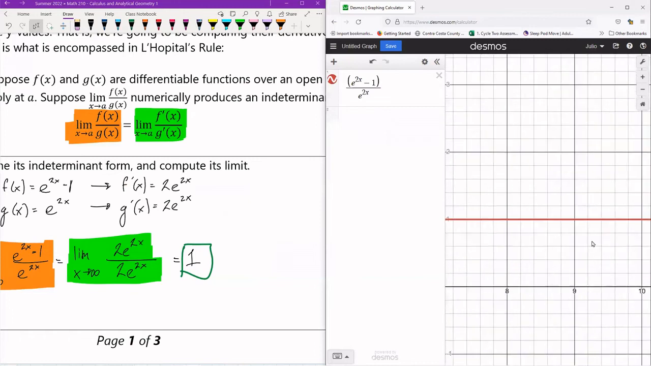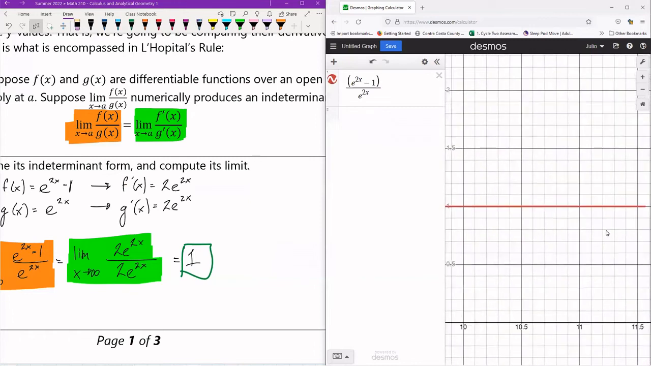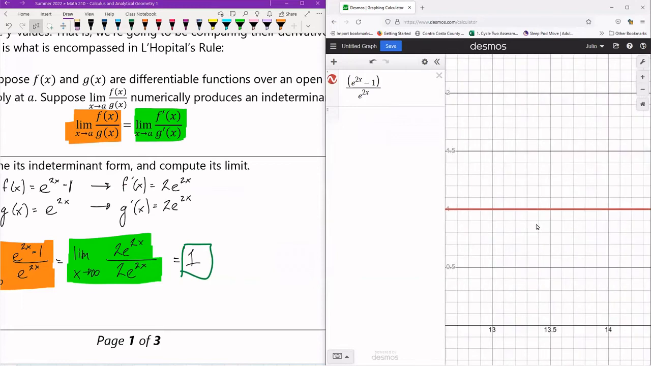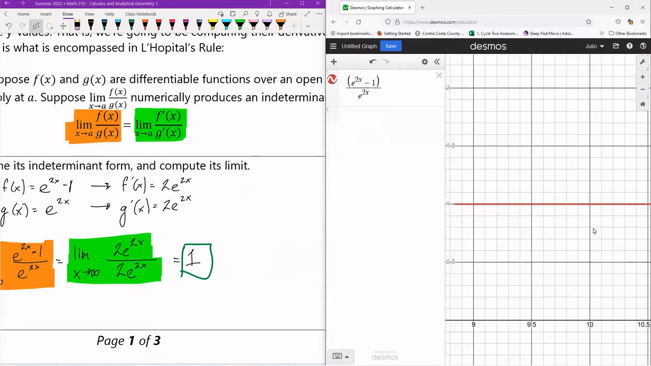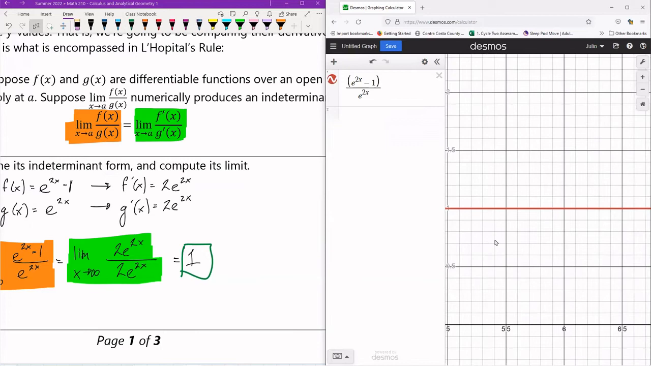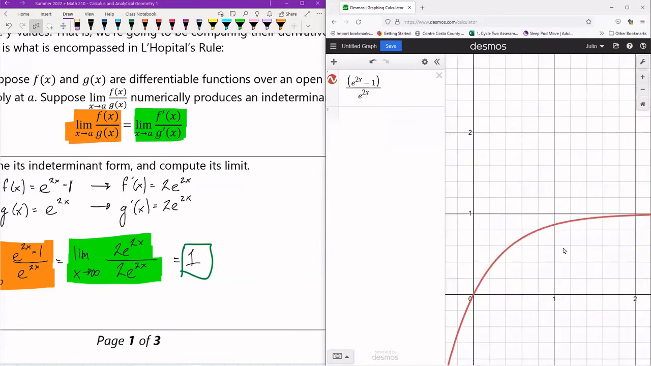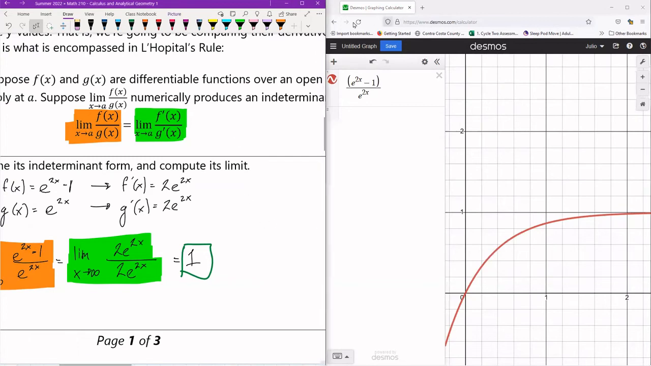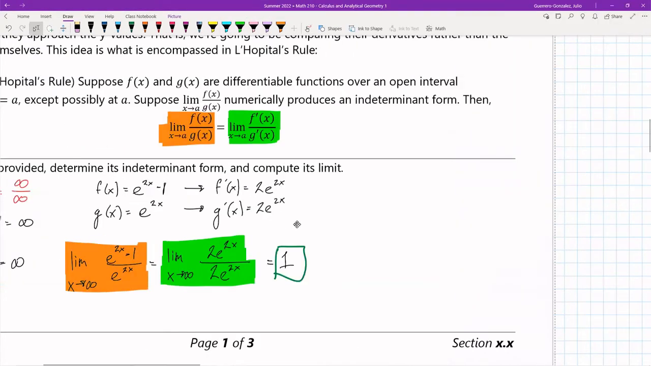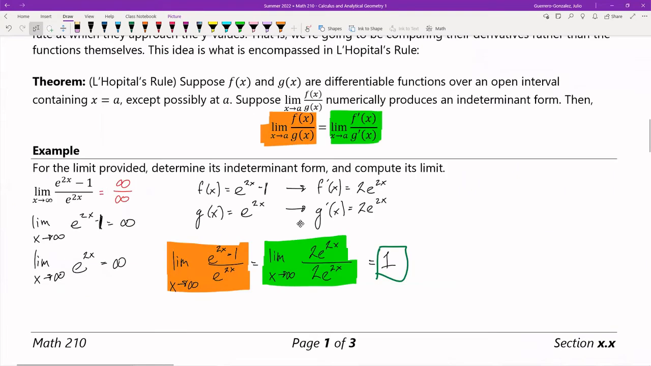And look at what happens. It sort of starts to hug that line. So our limit is actually correct. As we go to infinity, the y's start to approach 1. Okay, so that's the point behind L'Hopital's rule. First of all, we have to prove that we had an indeterminate form, right? Then we took the derivatives. The limit of those derivatives gets us the limit of the actual limit from the very beginning.